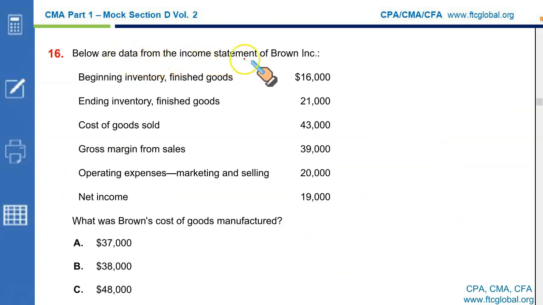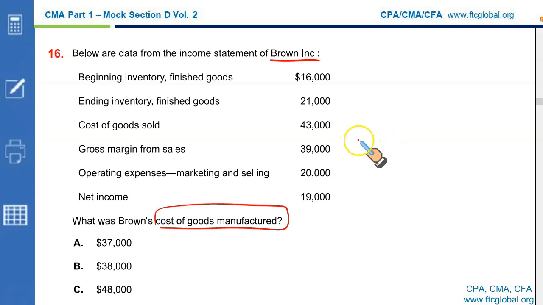Below are data from the income statement of Brown Incorporated. Beginning inventory of finished goods 16, ending inventory of finished goods 21, cost of goods sold, gross margin, operating expenses, net income. What was Brown's cost of goods manufactured? There are two ways. Either we can find the cost of goods manufactured from the total manufacturing cost adjusted for work in process, opening and closing, and we don't have them.